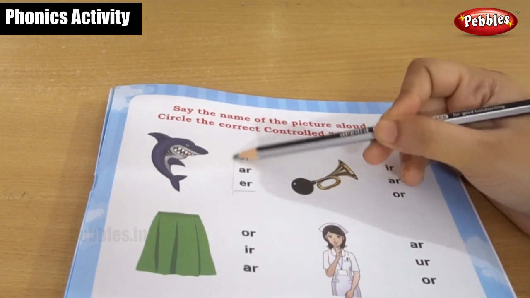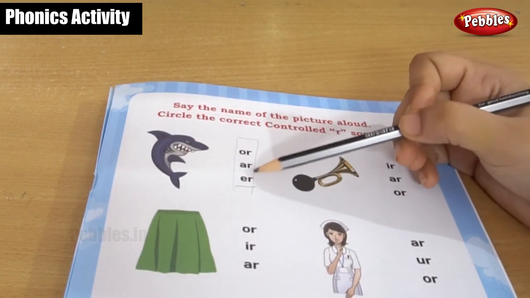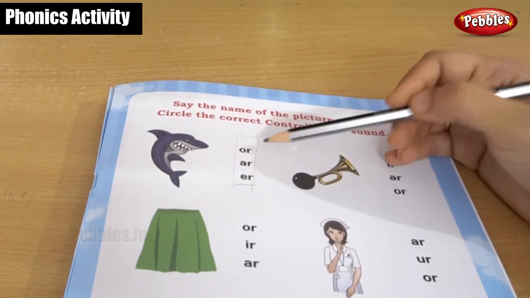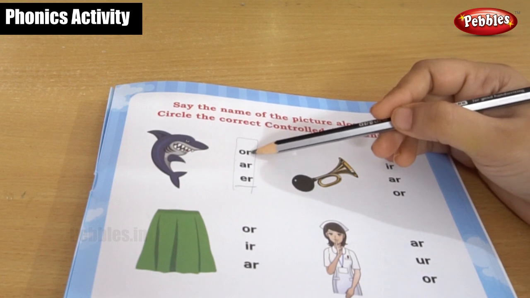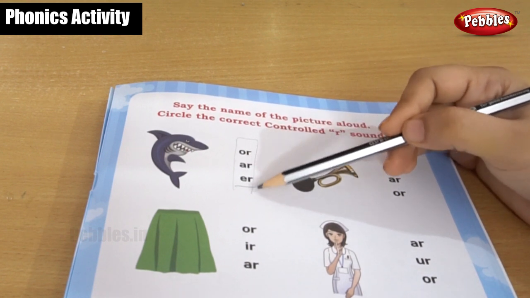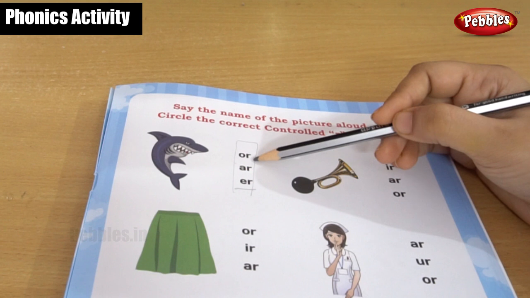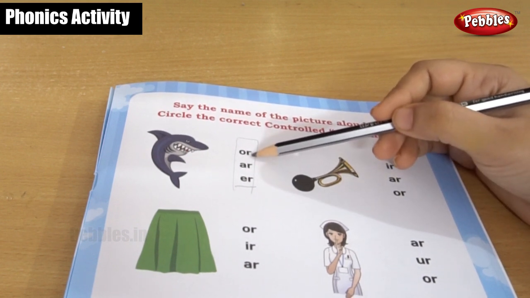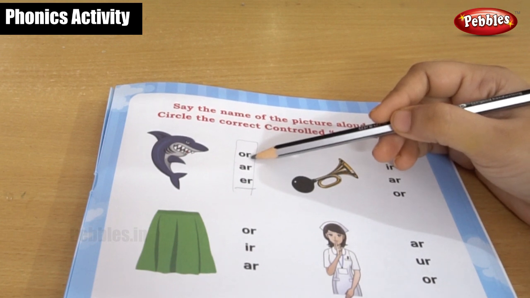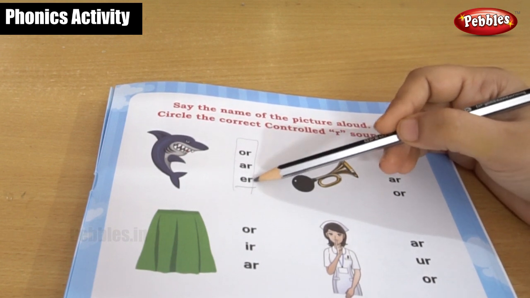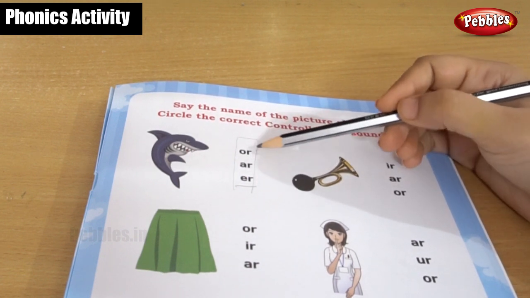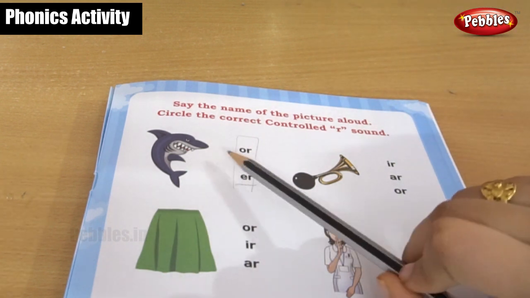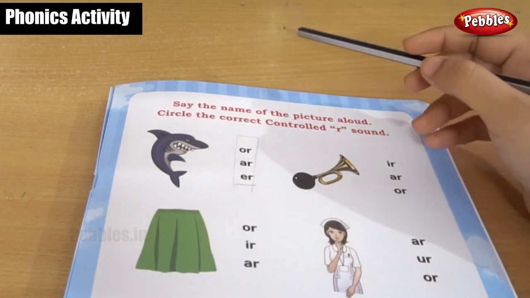They are given a set of R sounds: ar, or, or ir. Okay children, I will tell you how to pronounce each R sound. This is ar, or, ir. For or, you want to open your mouth like an O. Okay, these are the differences between these R words. We want to circle the correct R word.